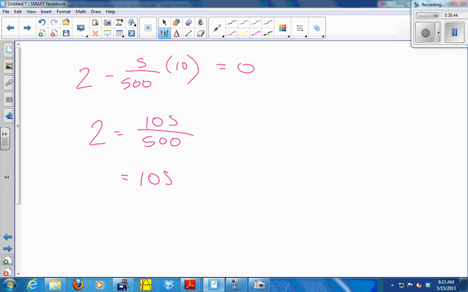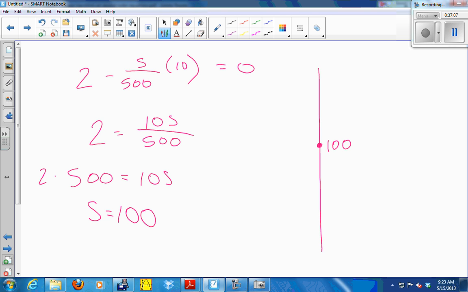Oh, yeah, I could do that. Yeah, I suppose that would have been easier. So this is 1,000 divided by 10, so s is 100. So here's my phase line, 100.